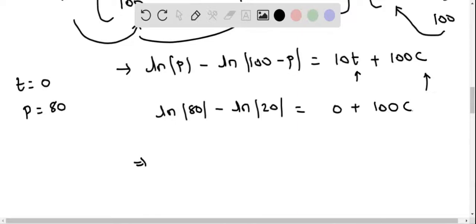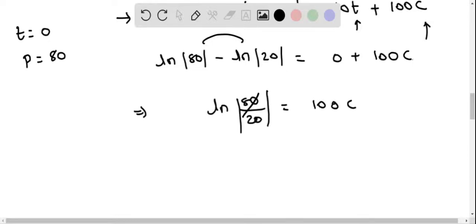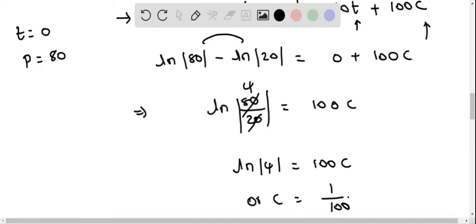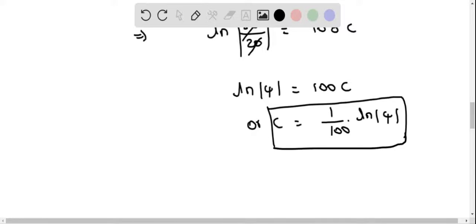We can solve for c from this equation. Let's combine these two logarithms using logarithm properties. This will be the logarithm of 80 over 20. This equals 100c. So this reduces to 8 by 2, which is 4. So this reduces to the natural logarithm of 4 equals 100c, or otherwise c equals 1 by 100 times the natural logarithm of the absolute value of 4. Now we can plug in this value of c into the previous equation.